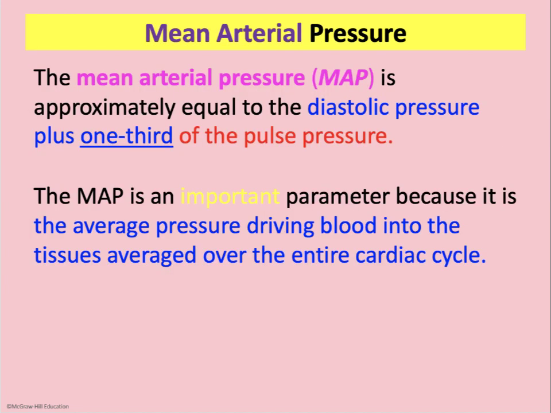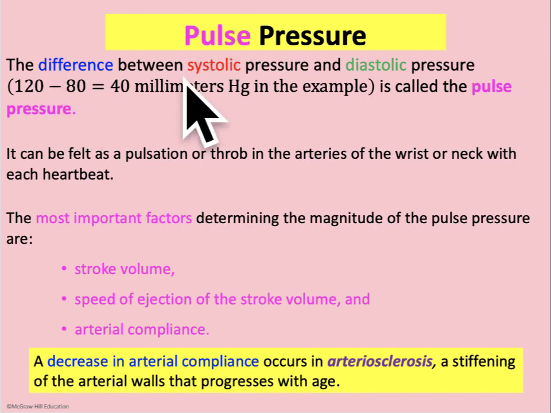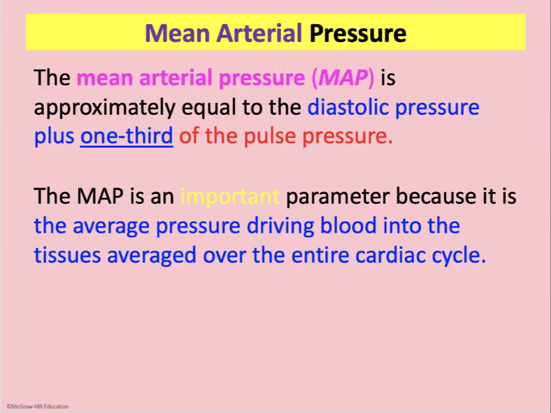The next commodity to learn is MAP, or mean arterial pressure, and the way that's calculated is straightforward. You take the diastolic pressure and you add to it 1/3 of the pulse pressure. Remember, the pulse pressure is the difference between systolic pressure and diastolic pressure. Why is this number important? Because the MAP allows you to determine the average pressure driving blood into tissues because of the entire cardiac cycle.